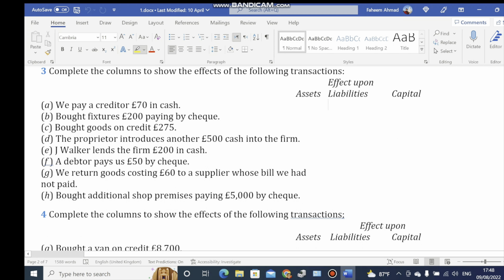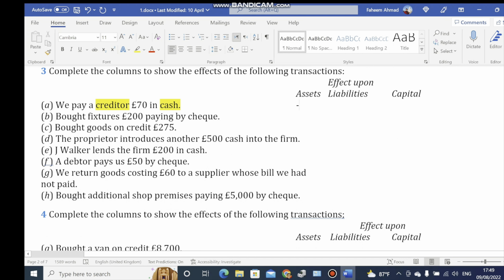So you can see the first transaction. We pay a creditor £70 in cash. In this business transaction, we must identify two business accounts. The first is cash and the other is creditor. When the business pays £70 in cash to a creditor, the cash balance in the business is falling. Cash is an asset that decreases, so I will put a negative sign in front of assets.